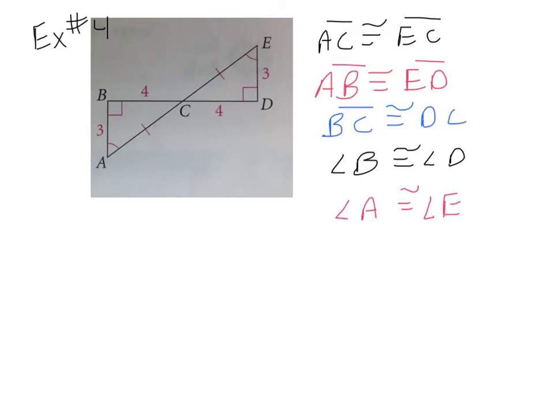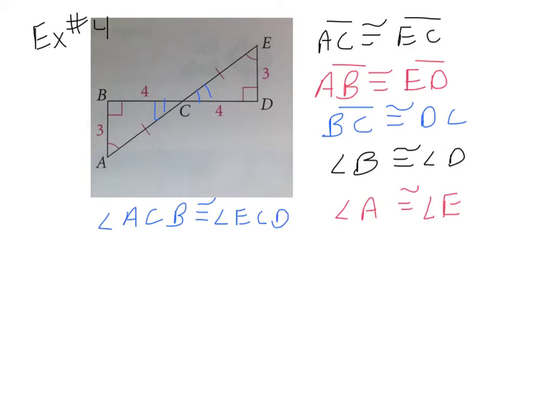We can also see angle B is congruent to angle D because they're both right angles, and all right angles are congruent. Angle A is congruent to angle E because they both have 1 arc on them. The question is, how can we get our last pair of angles congruent? Angles right here with the 2 blue arcs. How do we know those angles are congruent?